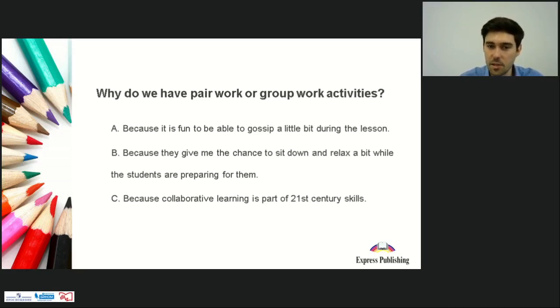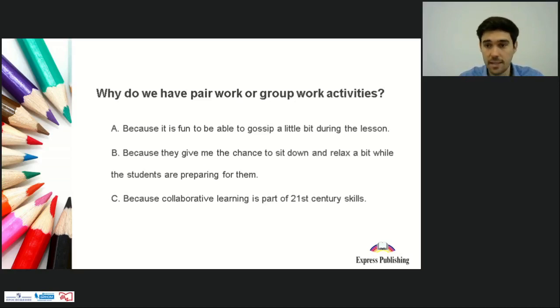B, because they give me the chance to sit down and relax a bit while the students are preparing them. Again, this is something that while our students are preparing these pair work or group work activities, this could be an opportunity for the teacher to walk around the class and monitor the students. So we probably discard this option. C, because collaborative learning is part of the 21st century skills. This would be our answer.